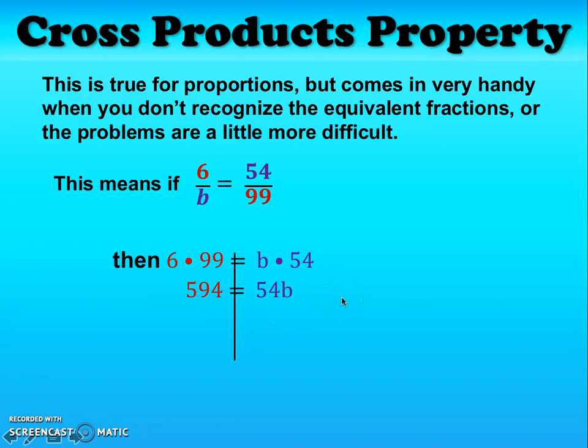I'm at a one-step equation here. So to solve this, I need to divide both sides by 54 because I want that B by itself. I'm trying to solve for it. 594 divided by 54 gives me 11. 11 for my B. All right, so this means that 6 to 11, I replace my B with my 11. 6 is to 11 as 54 is to 99.